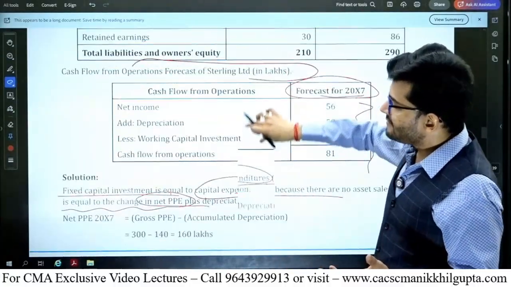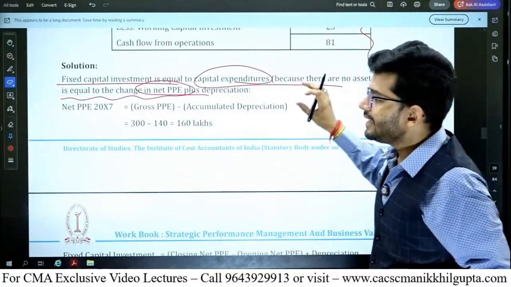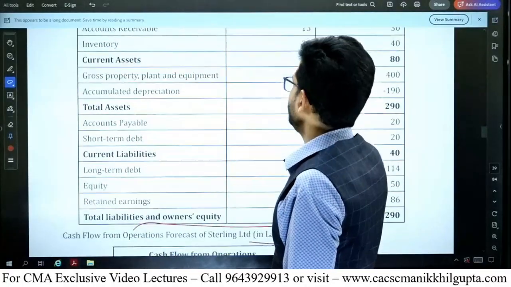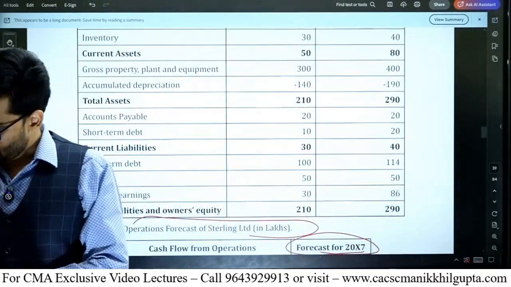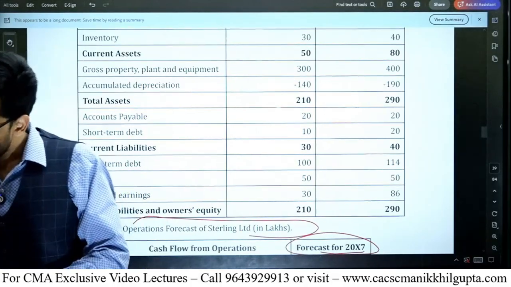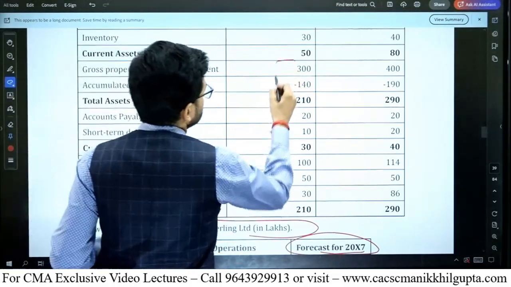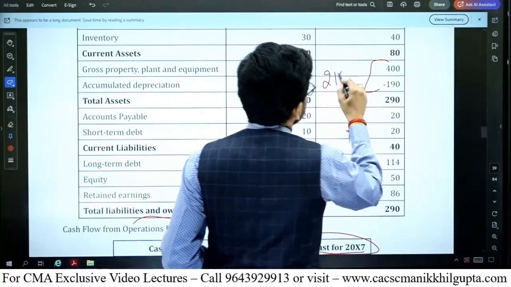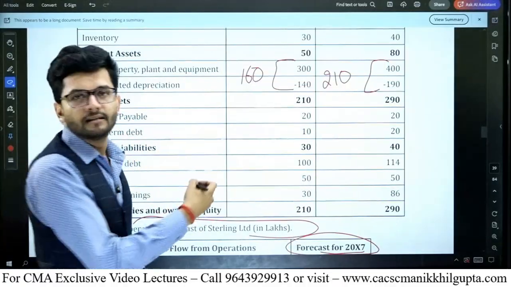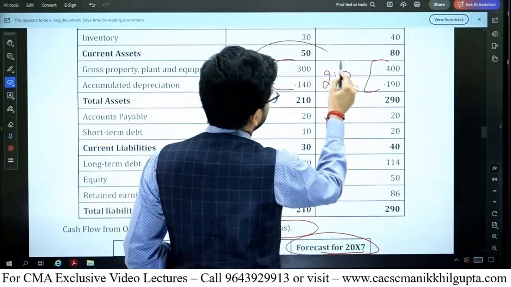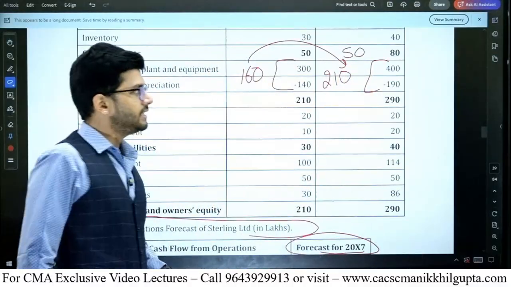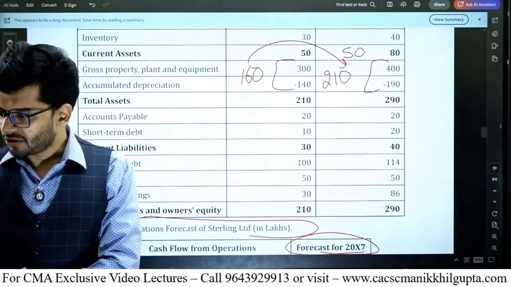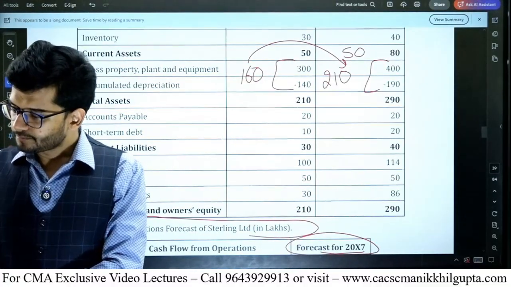Now the ask is to calculate the FCI and the WCI. If you want to calculate the FCI, then we can easily take the difference between opening and closing balances of your property, which is given in the question. So this is 160, right? And this total is 210. So the increase in the capital is 50, right? Capital expenditure has increased by 50. So 50 is the increase in capital. That's how we're going to take it.